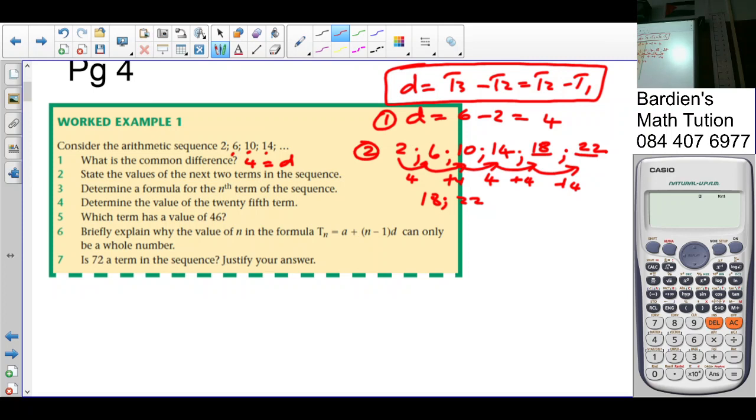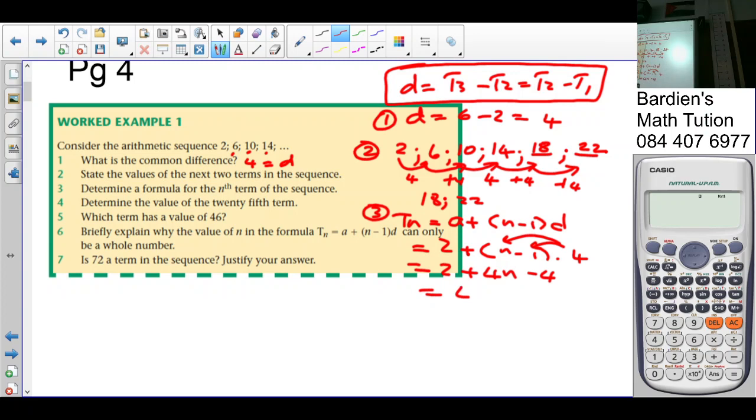Then number 3 says determine a formula for the nth term of the sequence. So the nth term is the general term. And what's the general term of a sequence? Tn is equal to a plus n minus 1 times d. What is a? The first term. And what's the first term of the sequence? 2 plus n minus 1 times, and what's my common difference? 4. So I'm going to simplify this. It's going to give you 2 plus 4n minus 4, which is 4n minus 2. This is my general term.